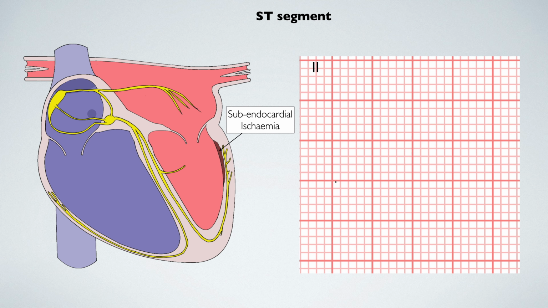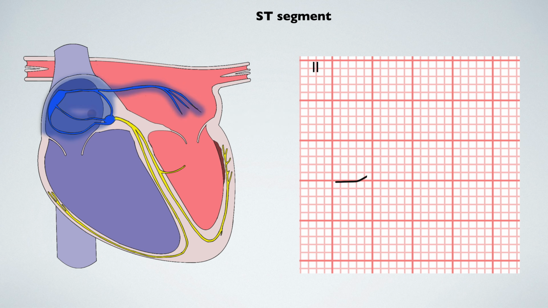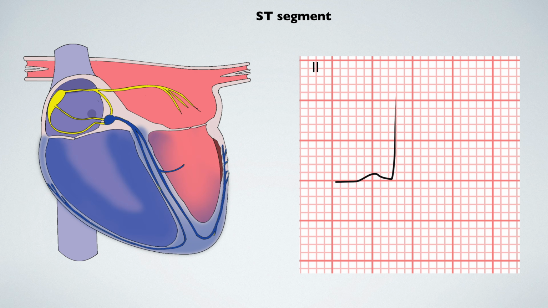ST depression. Subendocardial ischemia means that the blood supply to the internal surface of the ventricular muscle is reduced, and as a result, the cells will be deprived of oxygen and other essential nutrients. This will have an impact on how the cells in this area depolarize. As the area depolarizes, you can see on the trace that the J point is below the resting ECG baseline. Let us take a closer look to understand why.